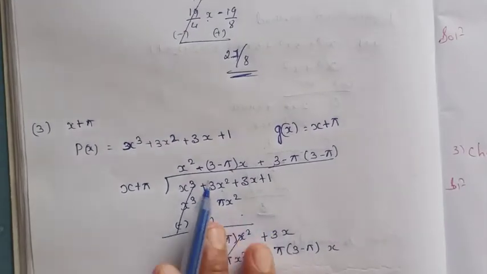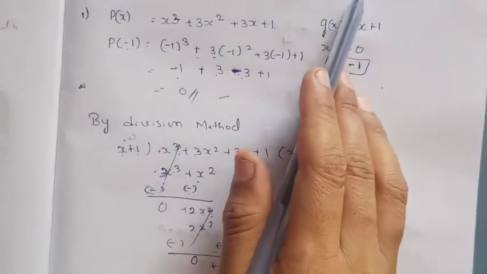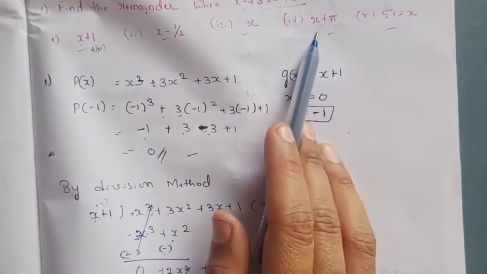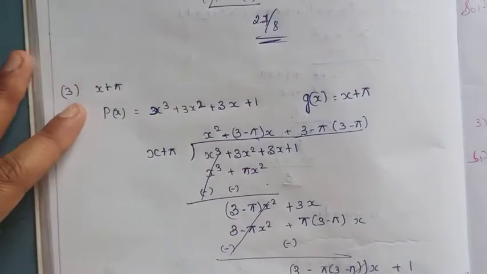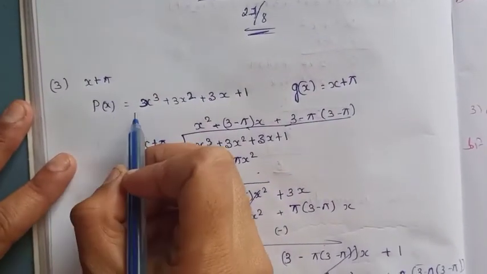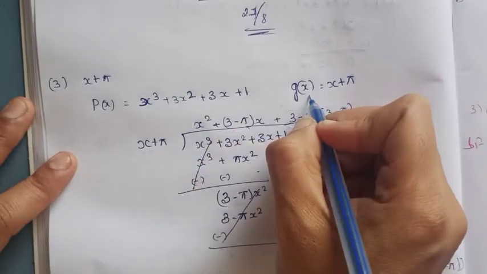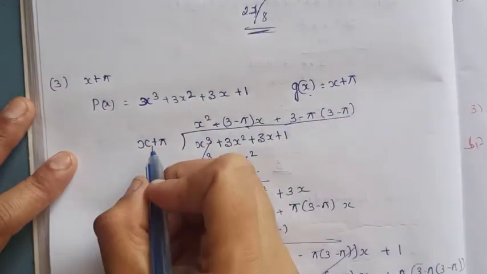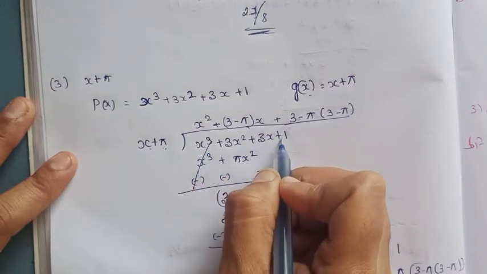Same for the next question, x plus pi. Go to the fourth question. The fourth, take this g of x is x plus pi. For p of x, they have given x cube plus 3x square plus 3x plus 1, and g of x here is x plus pi. X plus pi means x cube plus 3x square plus 3x plus 1.